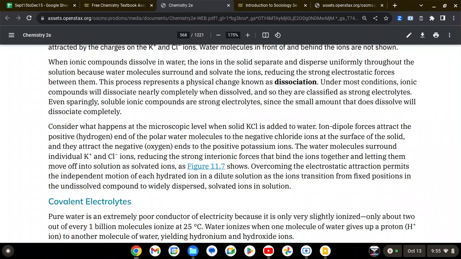Consider what happens at the microscopic level when solid KCl is added to water. Ion-dipole forces attract the positive hydrogen end of the polar water molecules to the negative chloride ions at the surface of the solid, and they attract the negative ends to the positive potassium ions. The water molecules surround individual potassium and chloride ions, reducing the strong interionic forces that bind the ions together and letting them move off into solution as solvated ions, as Figure 11.7 shows.